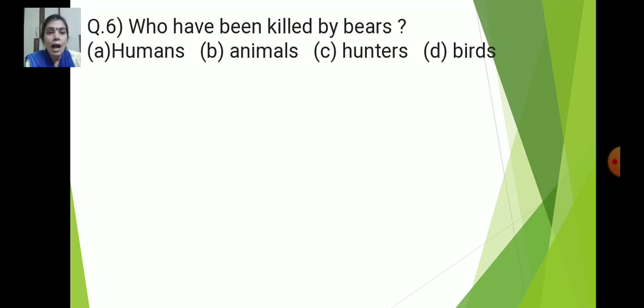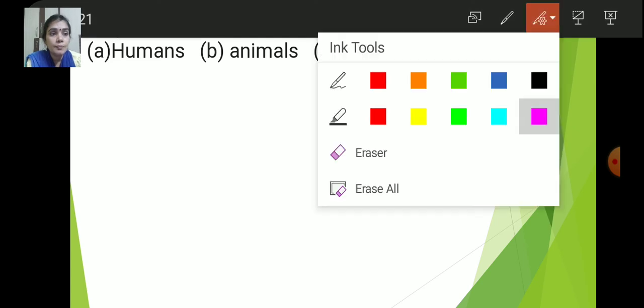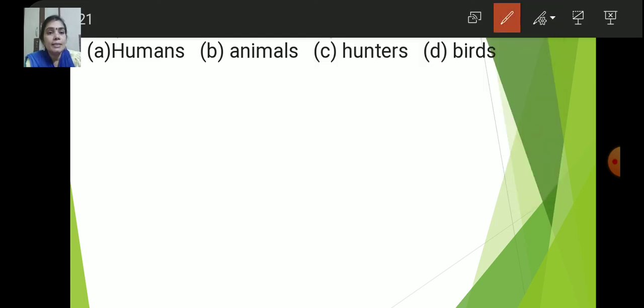And who have been killed by bears? Humans, animals, hunters, or birds? So who have been killed? Hunters, because human beings don't go to the jungle, right? Only the hunters go. So the answer is hunters.